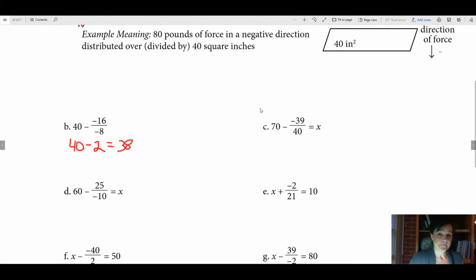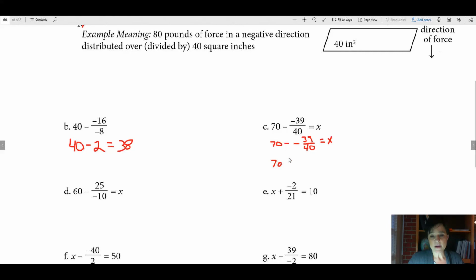All right. Now let's look at C. On C, right here we've got 1, so we know that it's going to end up this way, minus negative 39 over 40 equals X. So then what we do is we're going to rewrite this.